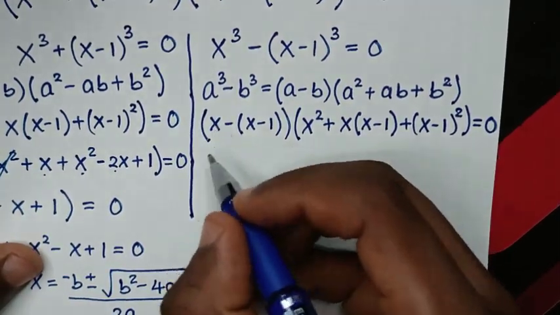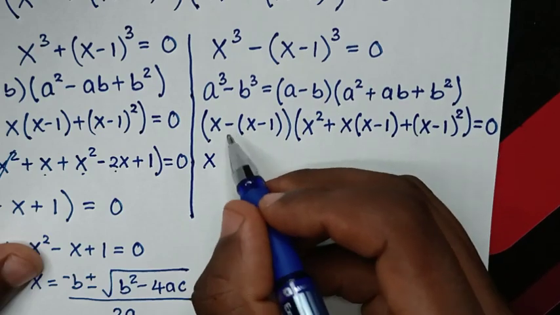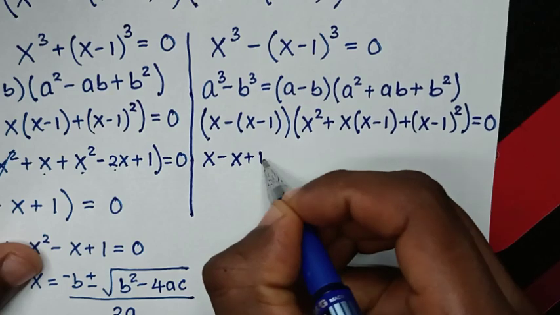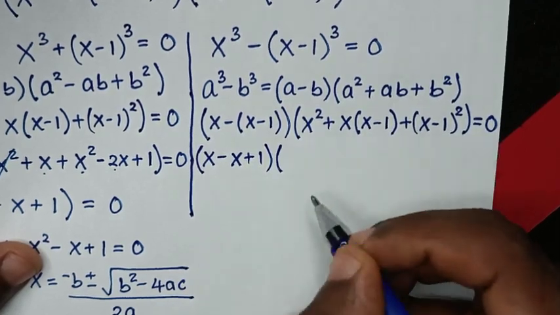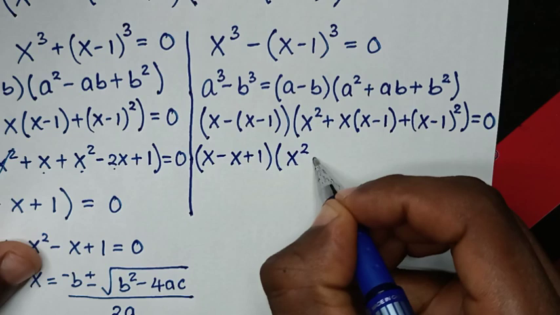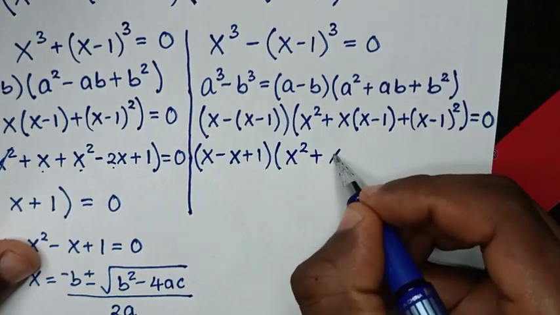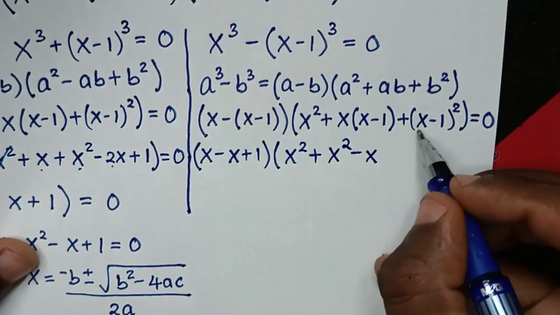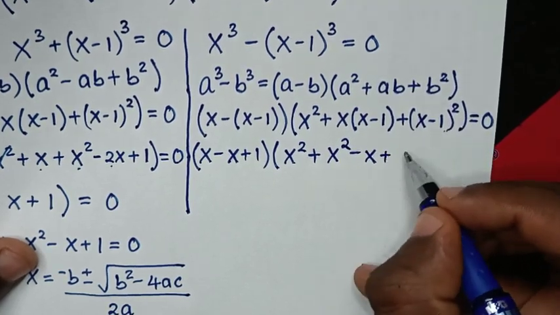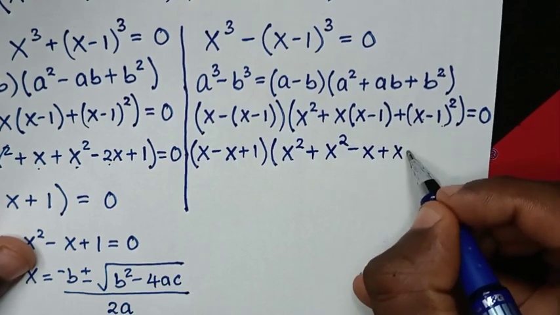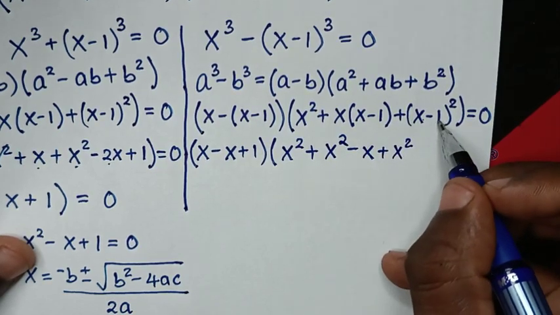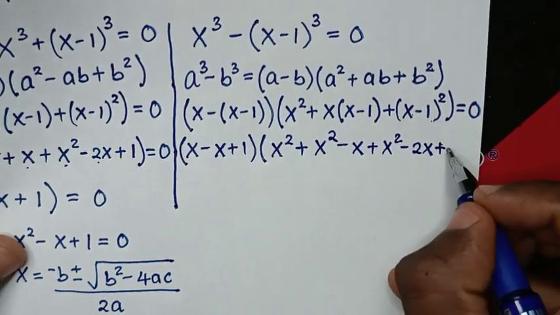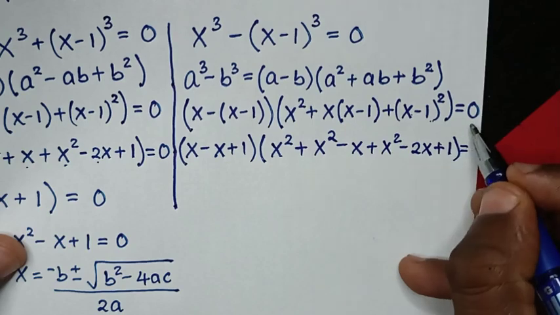Then in the next step, it will be this, which is x. We open the bracket by this negative, so it will be negative x. Here it will be positive 1, bracket, here it will be x squared, then plus x times x is x squared, x times negative 1 is negative x. We expand (x minus 1) squared, so it will be plus x times x is x squared. 2 times negative 2 times x is negative 2x. Then plus 1 squared, it is 1, equal to this 0.